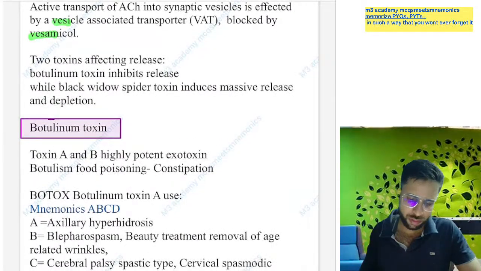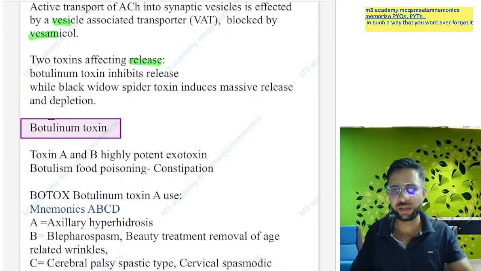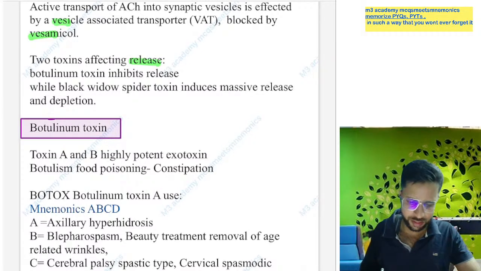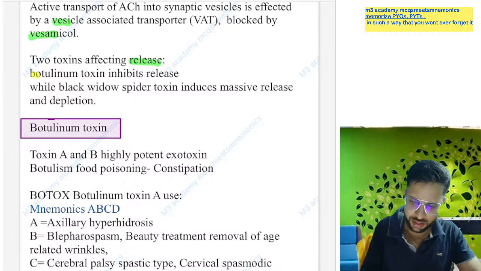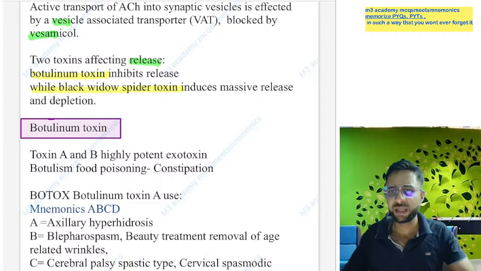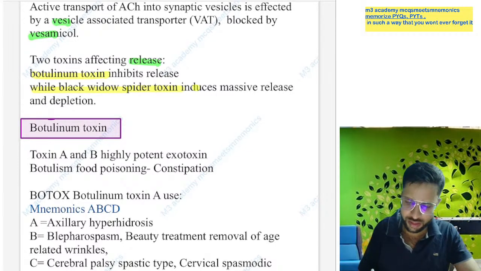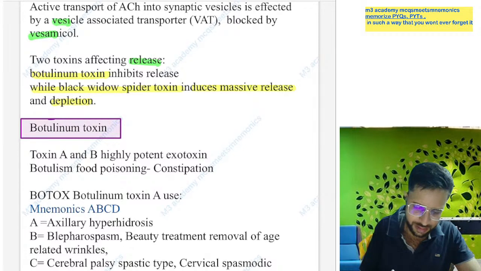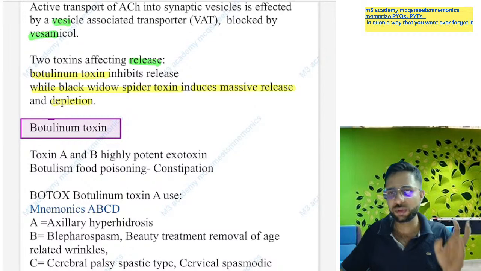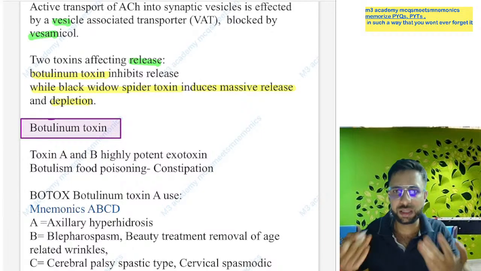And two toxins affect the release. Release means coming out. Who blocks the release here? Botulinum. So two toxins act here: botulinum toxin and black widow spider toxin. There can be a diagram of the spider in the examination, they can ask about this. They induce massive release and this release causes depletion. So botulinum blocks the release, but the spider toxin causes massive release, so depletion.